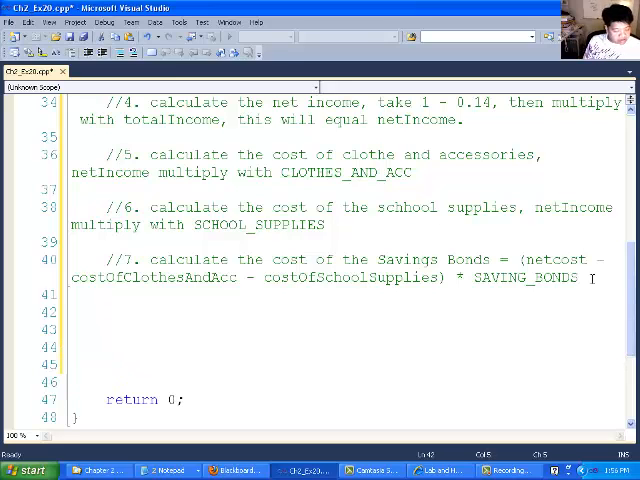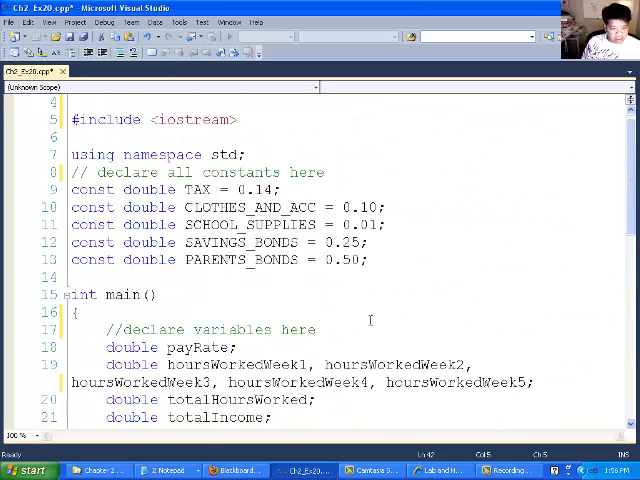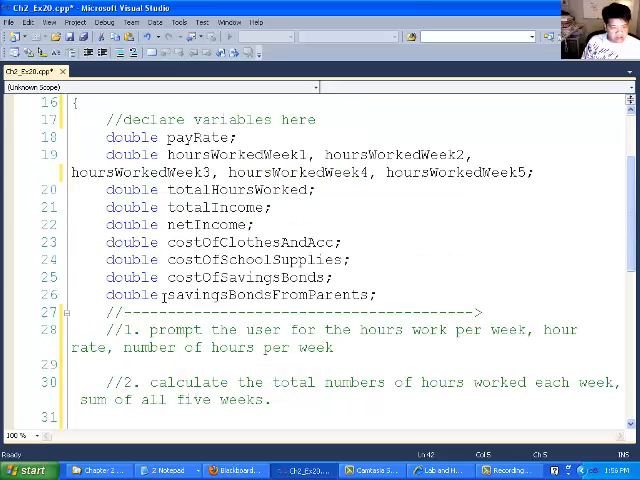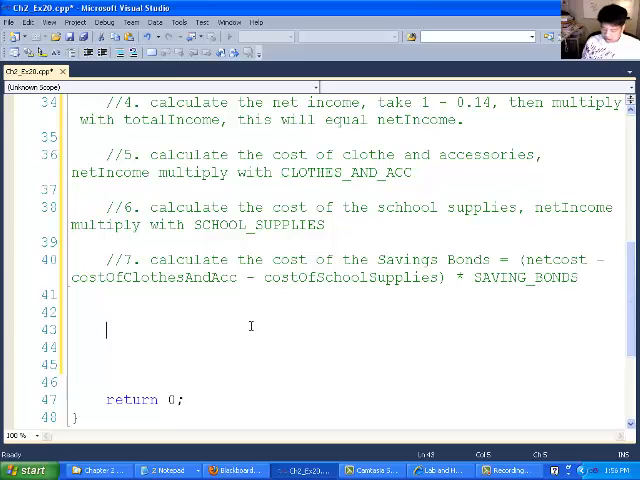The next one is we calculate the savings bond that your parents are matching you. So your parents matching you is what? Savings bond, it's this one right here. I'm going to grab this just so I don't make errors. Calculate number 8: calculate the cost of the savings bond from your parent.